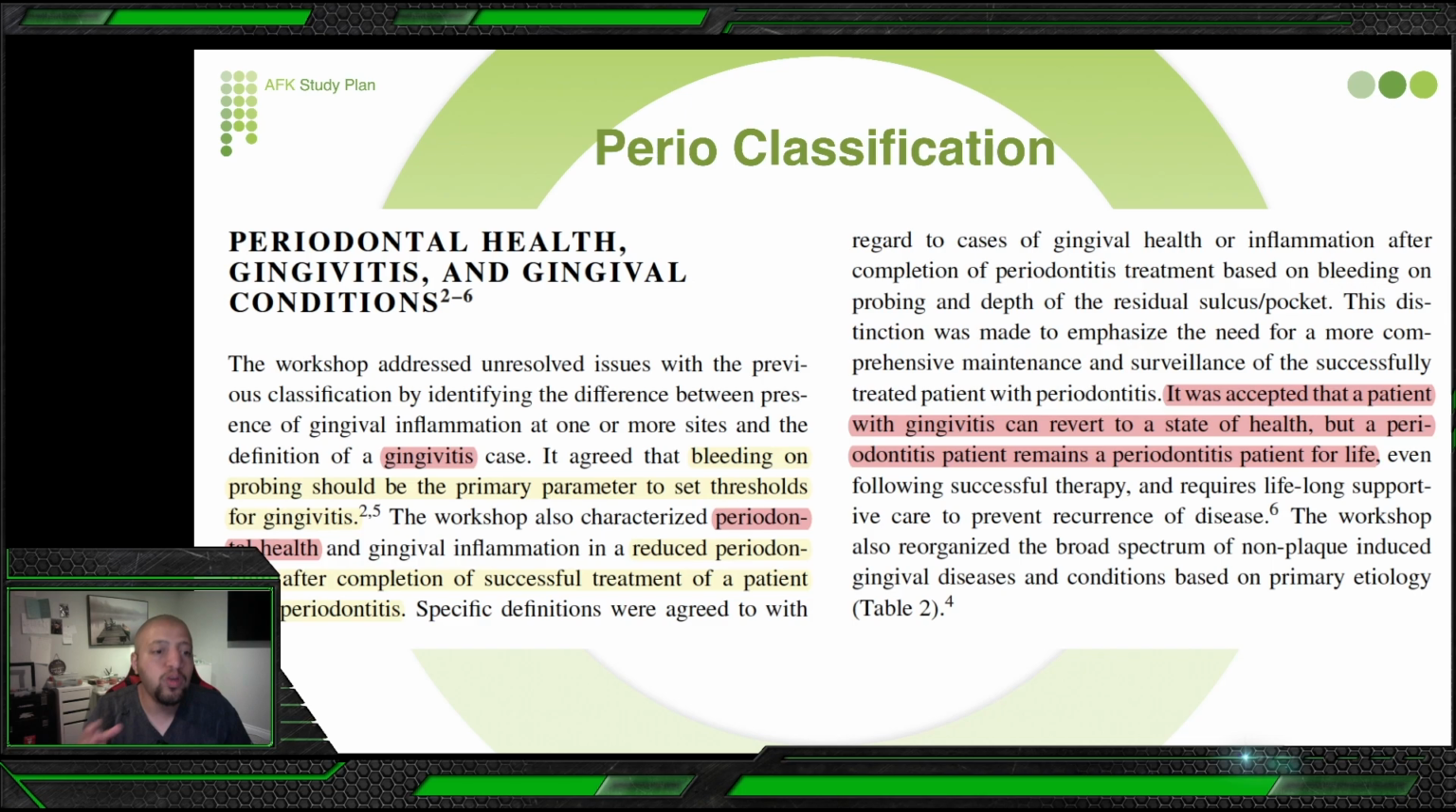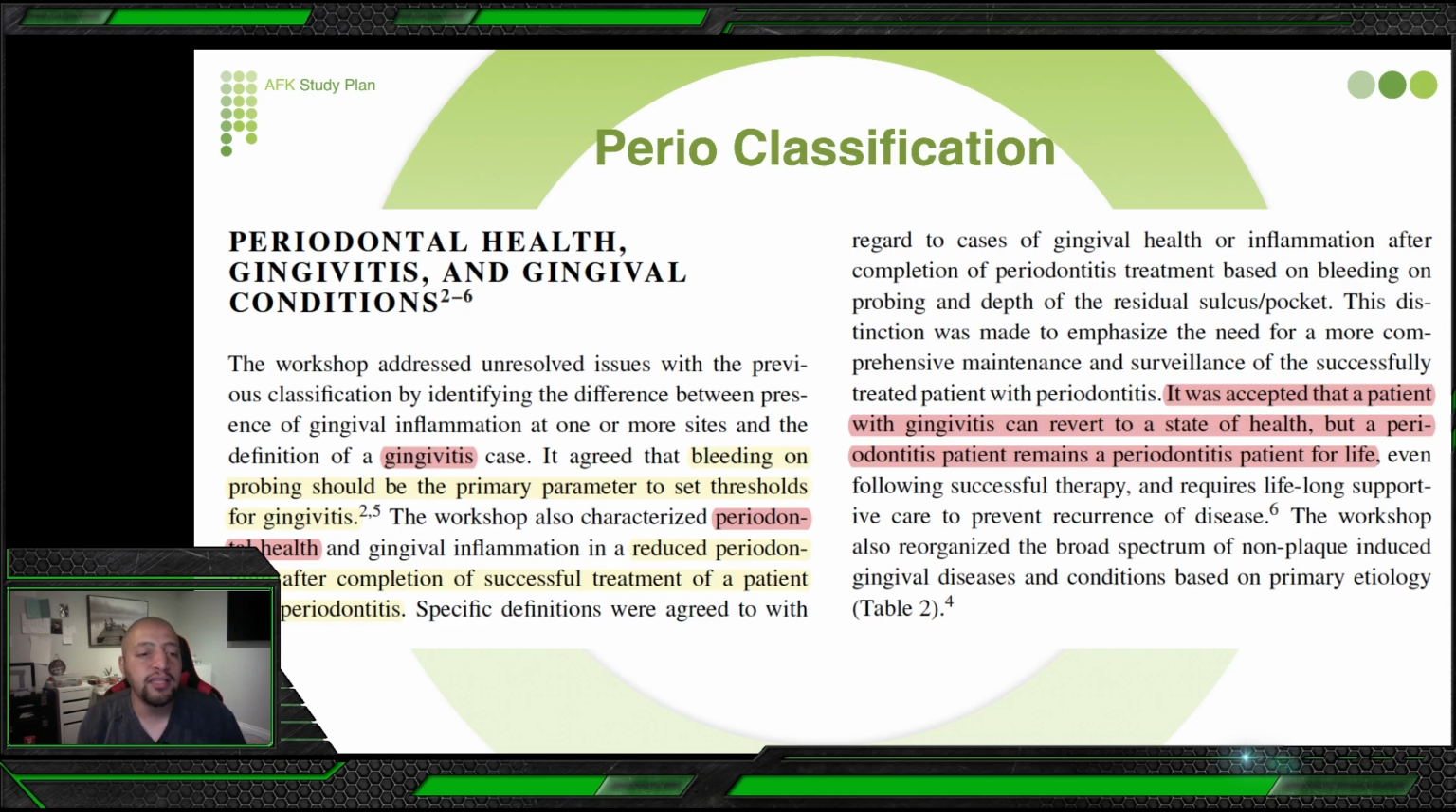Before we proceed, we need to know which parameter we are going to use to say this is gingivitis and which parameter we're going to use to say this is periodontitis. To wrap it up in a nutshell, gingivitis is a factor of bleeding, while periodontitis is a factor of clinical attachment loss. Meaning, in the definition of a gingivitis case, it was agreed that bleeding on probing should be the primary parameter to set the threshold for gingivitis. The workshop also characterized periodontal health and gingival inflammation in a reduced periodontium after completion of successful treatment of a patient with periodontitis.